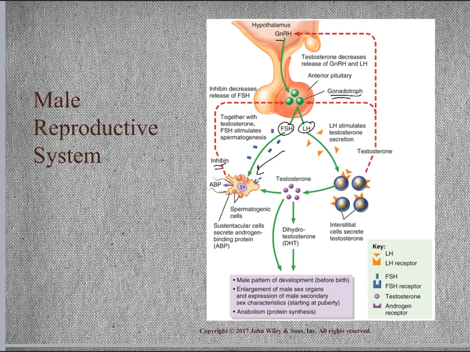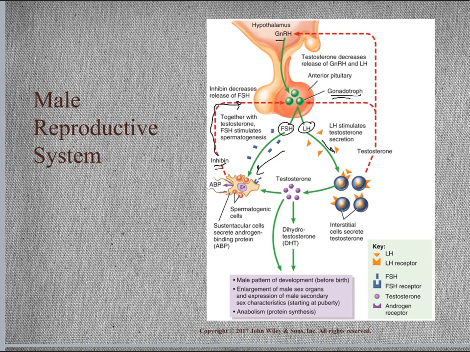Now, we look at the negative aspect of feedback. Here comes inhibin. Once we've made enough sperm, inhibin is going to be secreted, which is going to go back to the anterior pituitary and decrease release of FSH. Again, here's our pause and play scenario. Now, together with testosterone, FSH stimulates spermatogenesis. Now, where does that testosterone come from? Well, that's where LH comes in.